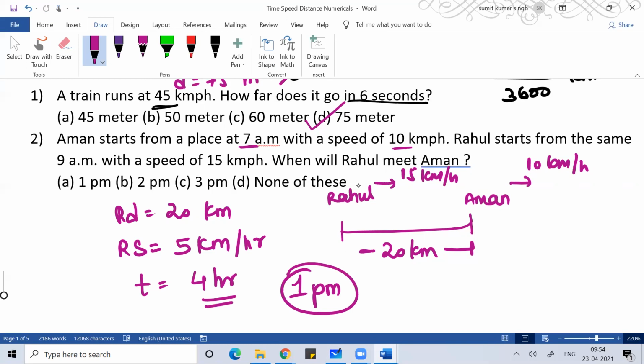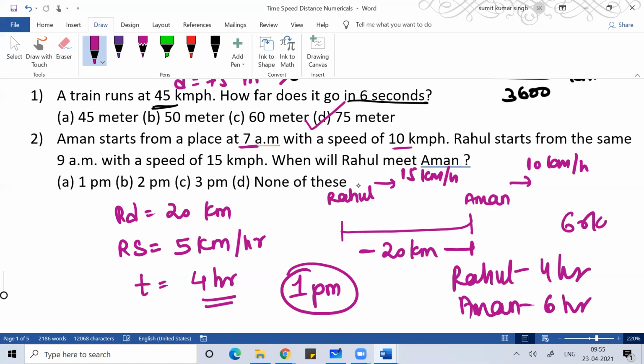You can understand that. When Rahul catches Aman, both will have covered the same distance. So the distance will be how much? Around 60 kilometers. Rahul has walked for 4 hours, while Aman was walking for 6 hours, from 7 a.m. to 1 p.m. Rahul has walked for just 4 hours, from 9 a.m. to 1 p.m. So the distance both of them have covered is 60 kilometers.